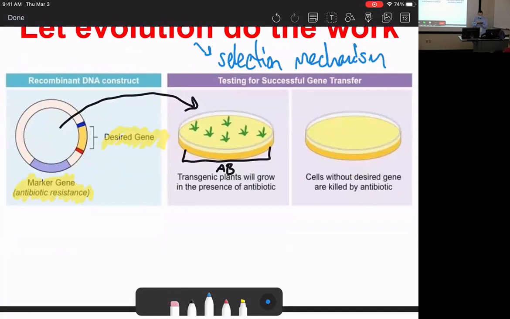Now, you can have other markers too. For example, there's something called GFP, green fluorescent protein. It just lights up green. And so you can see which bacteria have the green, and then those are your colonies, for example. The antibiotic one's a little cleaner because it just kills off your ones that don't have it.